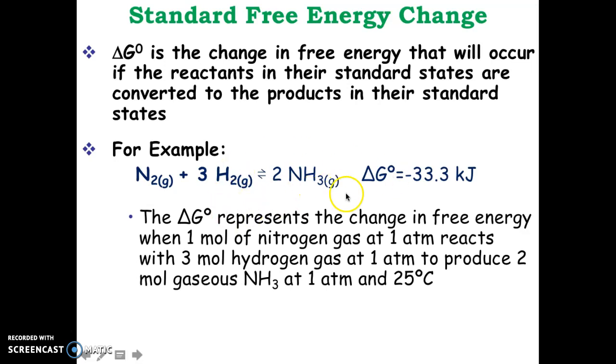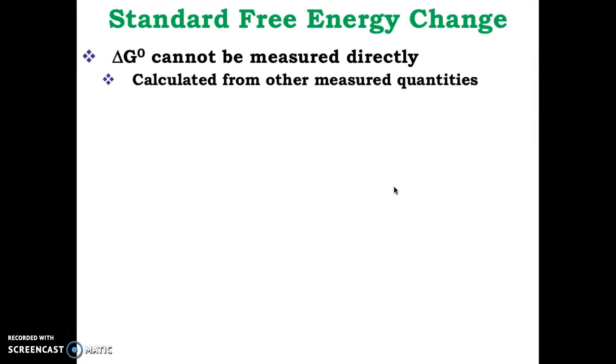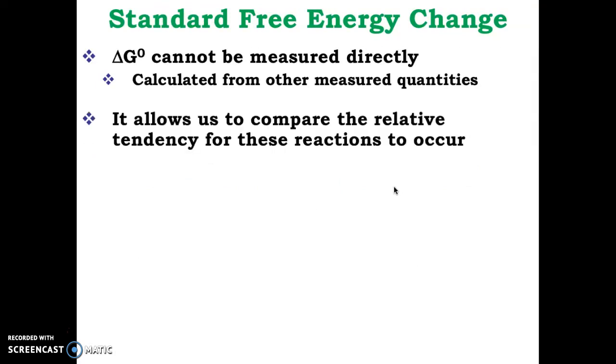So this delta G represents the change in free energy that it takes to go from 1 mole of nitrogen reacting with 3 moles of hydrogen to produce ammonia, okay, 2 moles of gaseous ammonia, and this is our delta G for that we can, again, look up in a table. So delta G cannot be measured directly. It is calculated from other measured quantities and then placed on the table that you're going to look up.